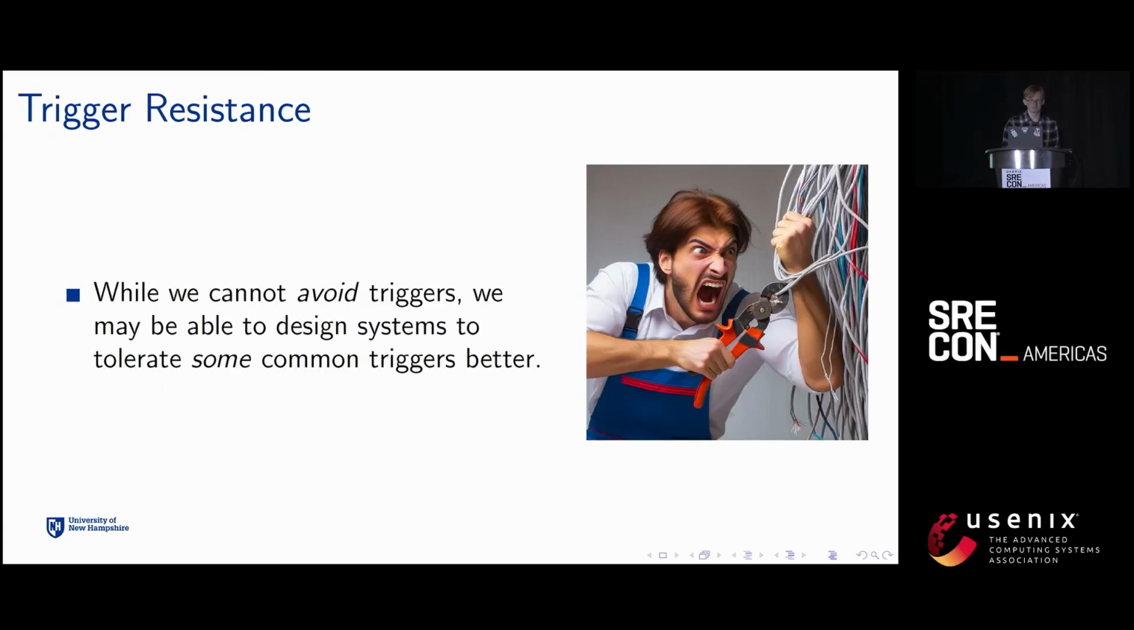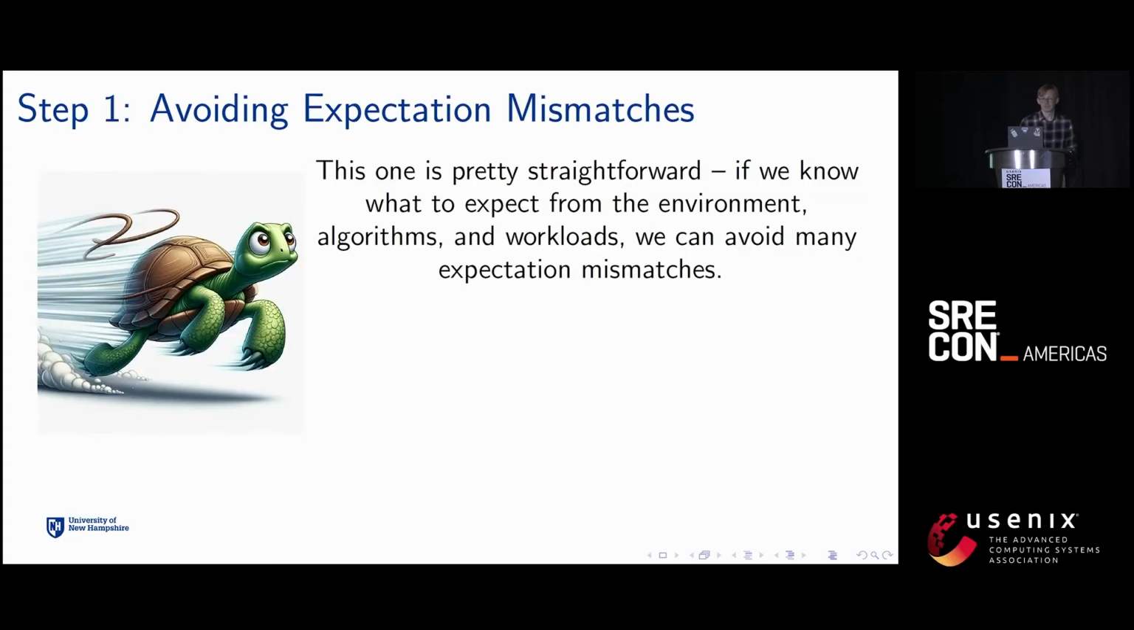And I want to think about trigger resistance, right? We cannot avoid those triggers. You cannot avoid a crazy electrician cutting the wires and crashing a bunch of servers. But maybe we can design the systems to tolerate some common triggers better. The very first step in doing this is avoiding the expectation mismatches that we talked about in the understanding part of this talk.